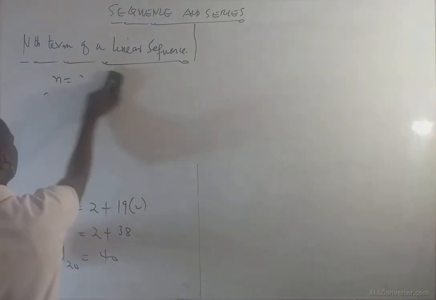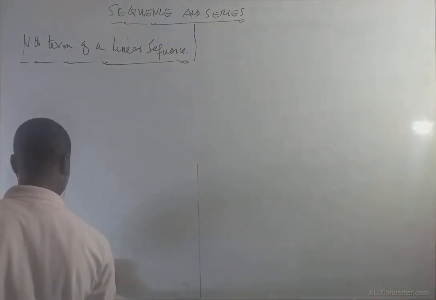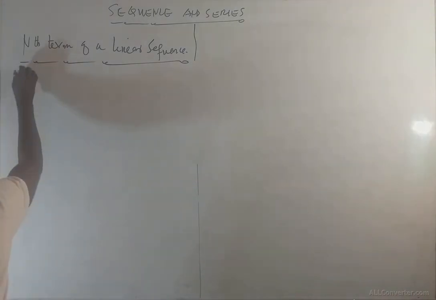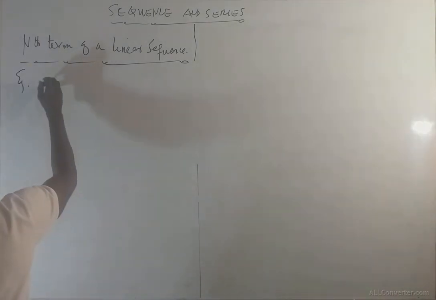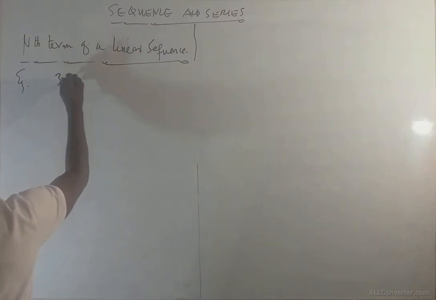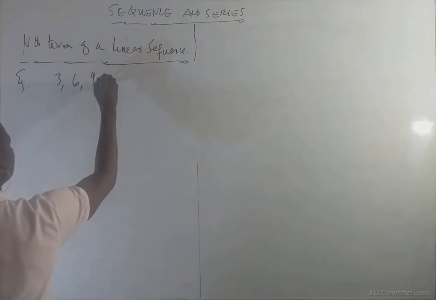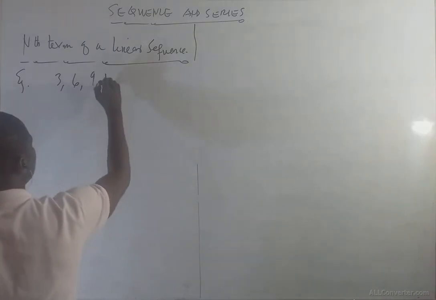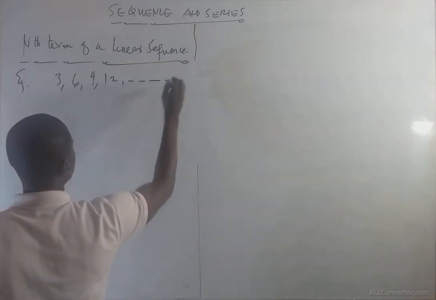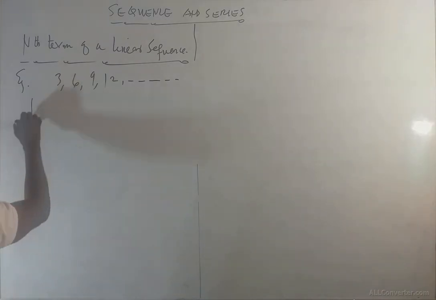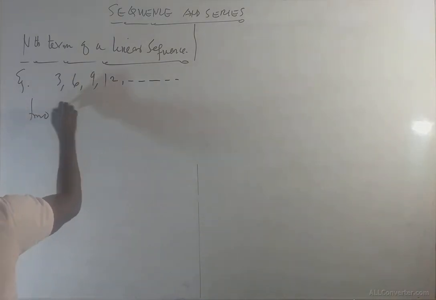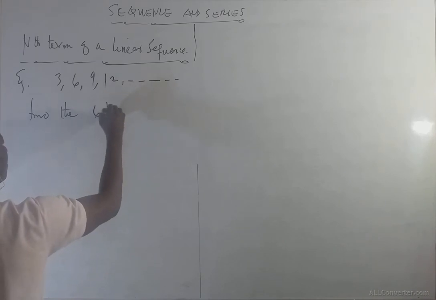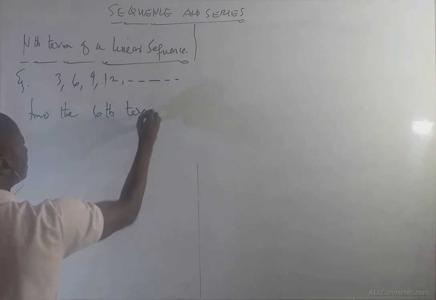Now let's take a look at another question. Let's assume that you are given the sequence 3, 6, 9. This is the sequence you are given. Okay, so let's add 12 to it. And you have to find the sixth term.